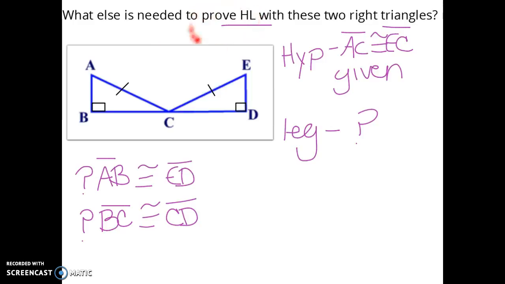We're still trying to figure out what else we need to prove congruence by the hypotenuse-leg theorem. It is given that this is a right triangle by these two indicators right here that say this angle is 90 degrees. We're also told that the hypotenuses are congruent by the tick marks there. What else do we need? Well, we need a leg. Which leg is congruent to the other? We don't have it. So that's what we need. We need to ask for additional information.